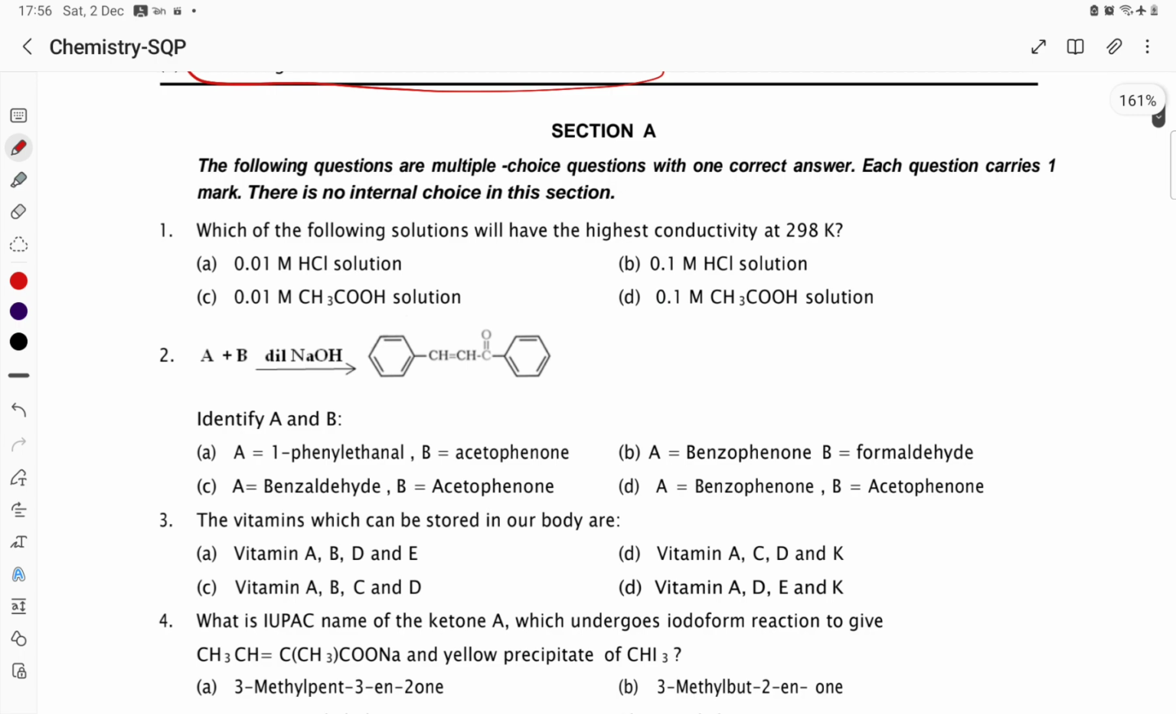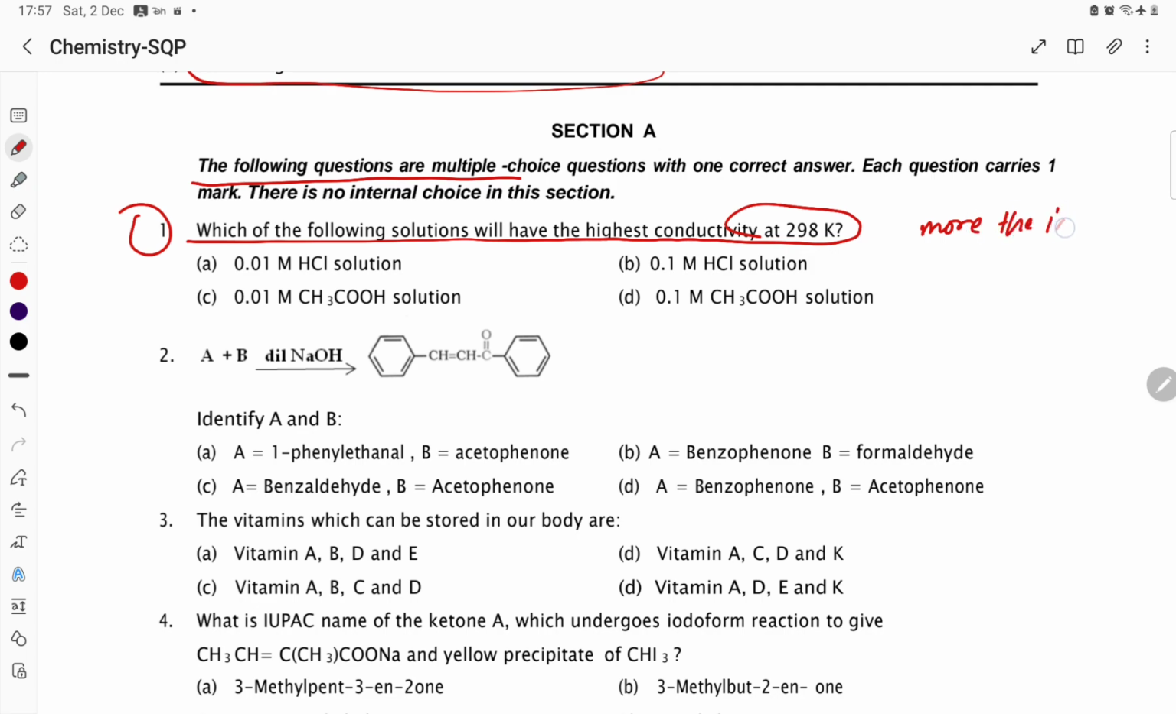Here you see, student, question number 1: the following are multiple choice questions. Which of the following solutions will have higher conductivity at 290 Kelvin? The more ions produced, the more will be the conductivity, because conductivity depends upon the number of ions.